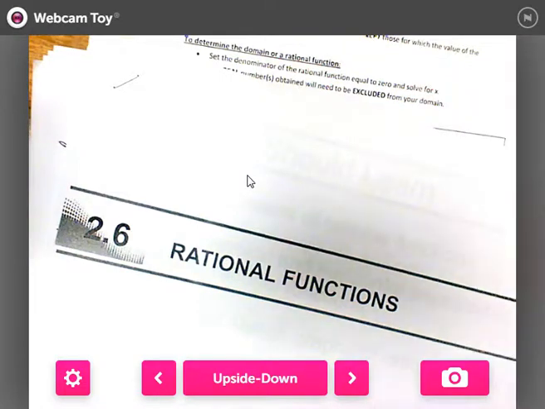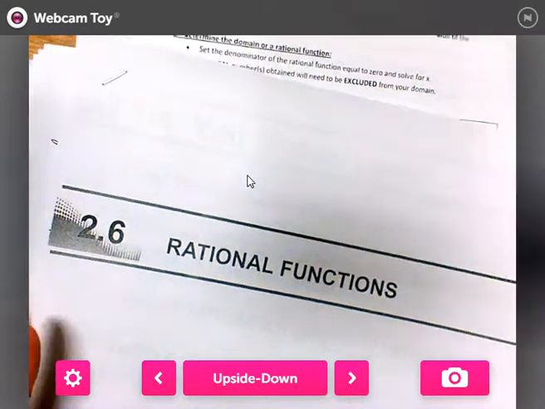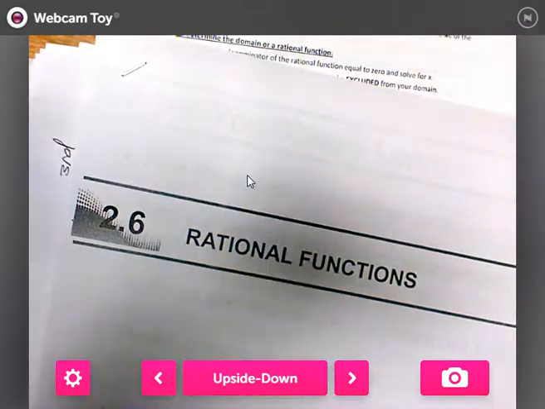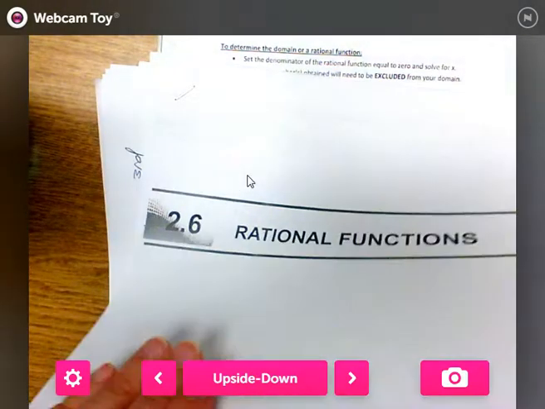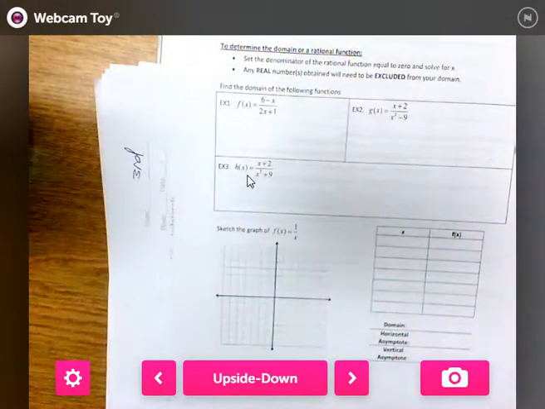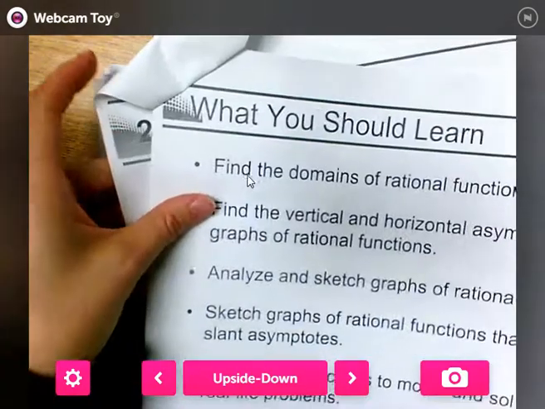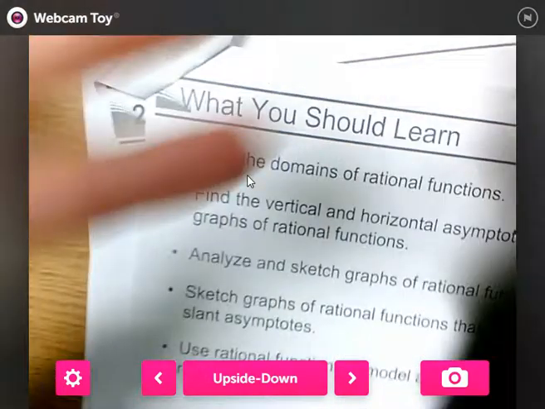Okay, so today, guys, we're looking at rational functions. And I'm just going to go over a couple of slides that we should know. So this is the kind of stuff that we are going to talk about today.